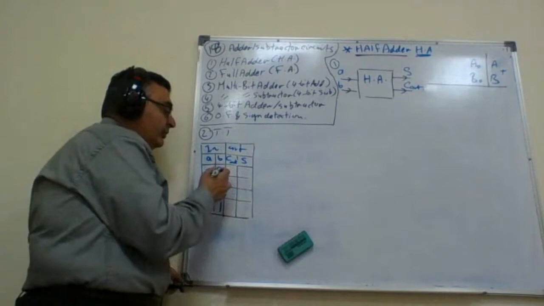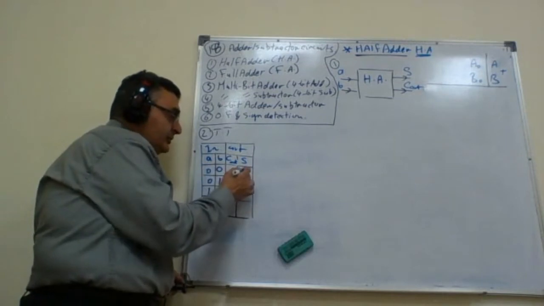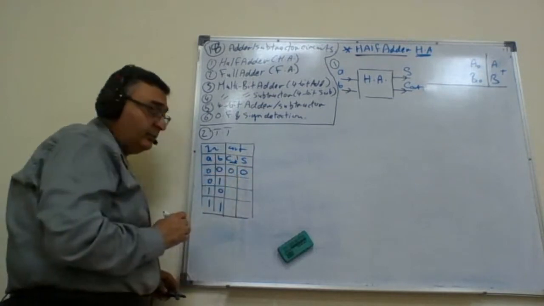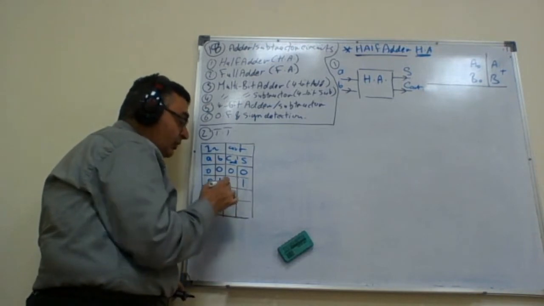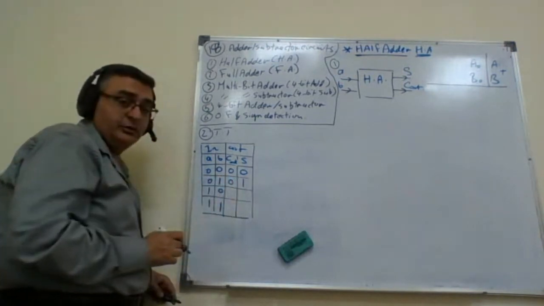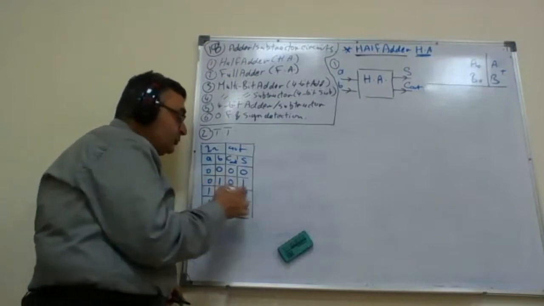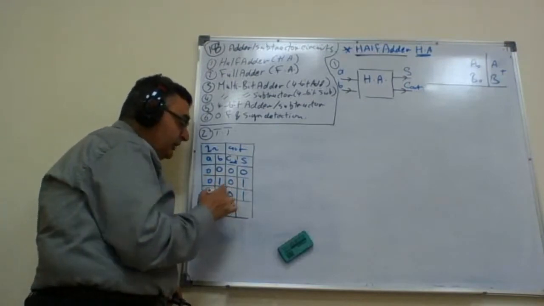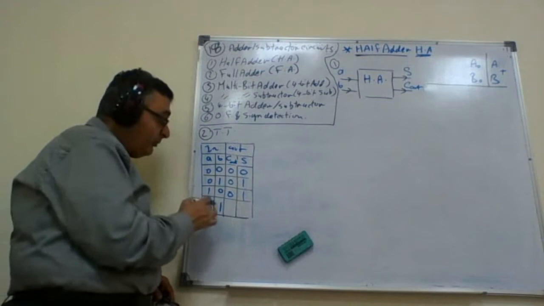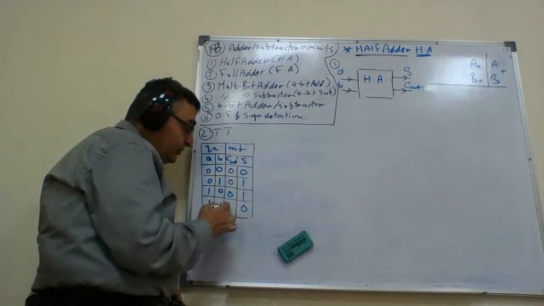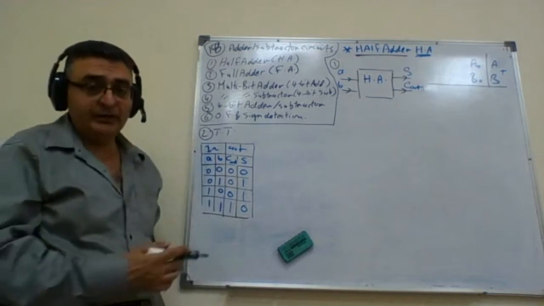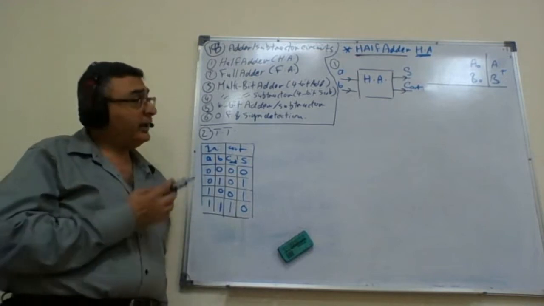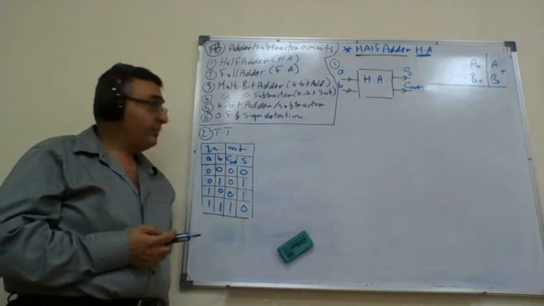So 0 plus 0 is 0 in the output and 0 in the carry out. If I'm adding 1 to 0, the output is 1 and the carry out is 0. If I'm adding 0 to 1, also the output is 1 and the carry out is 0. If I'm adding 1 to 1, the output will be 0 and the carry will be 1. So I fully defined the truth table for the half adder circuit.